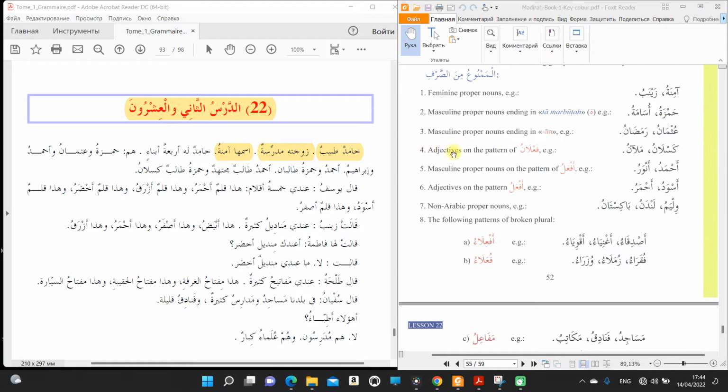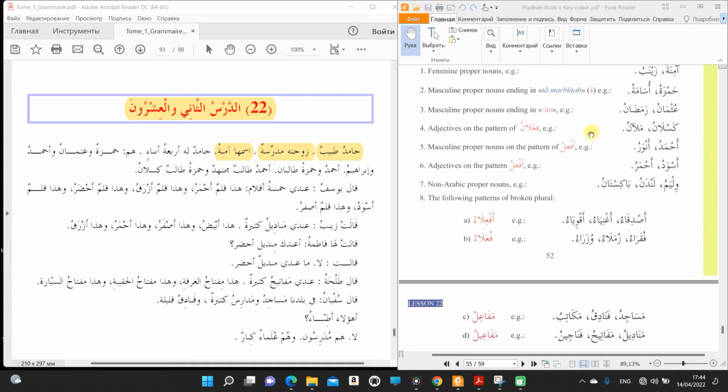So yeah, the fourth group is fa'lanu, adjectives of the pattern fa'lanu, like kaslanu. Again, it never takes tanween. For example, ghadbanu, angry, atashanu, thirsty. They are also in this group. The fifth group is masculine proper nouns of the pattern af'alu: Ahmadu, Anwaru. The sixth group is adjectives on the pattern af'alu.